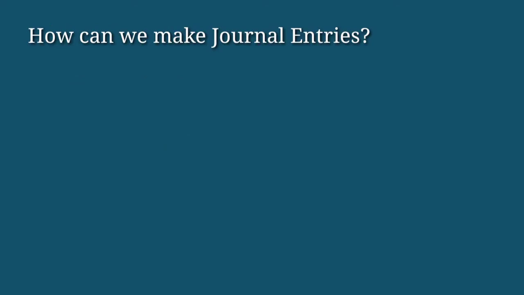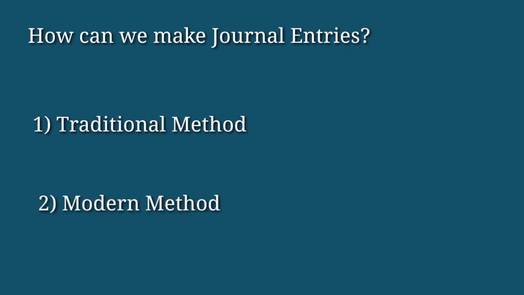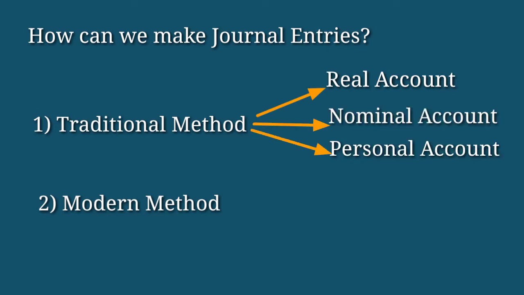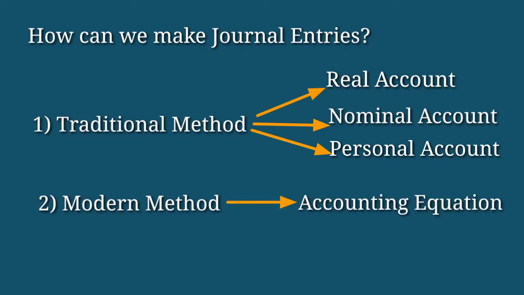In this video, we will start to learn how to make journal entries. There are mainly two basic methods followed to make journal entries. First one is the traditional method and the second one is the modern method. In the traditional method, we use the rules of accounting, that is, the real account, nominal account, and personal account rules. And in the modern method, we use accounting equations.